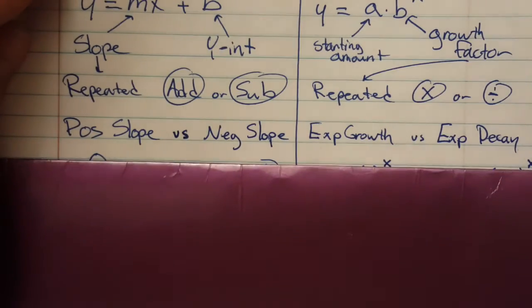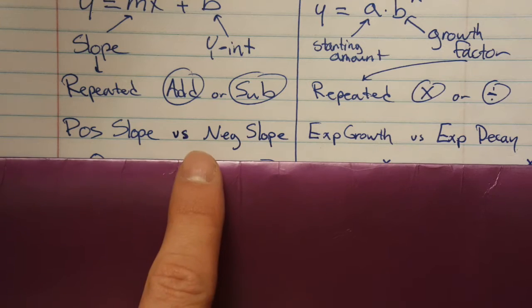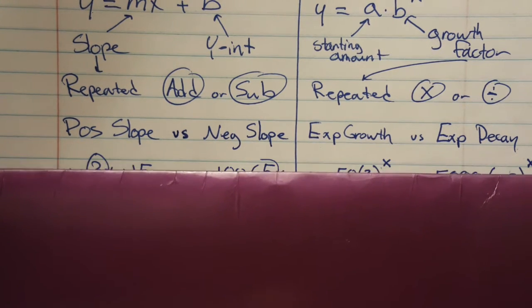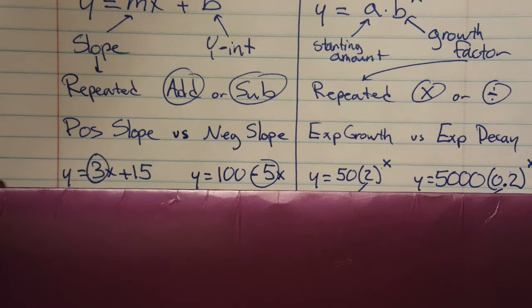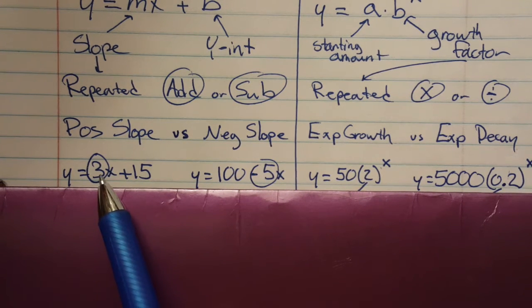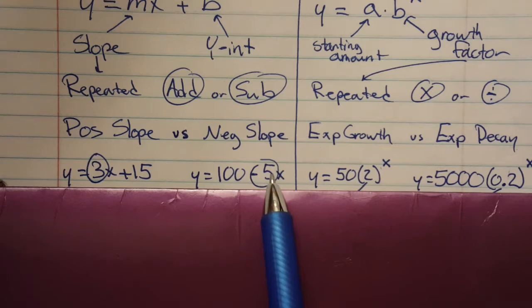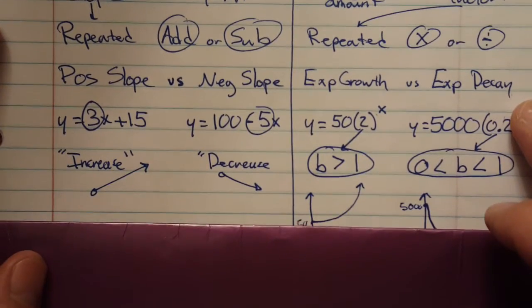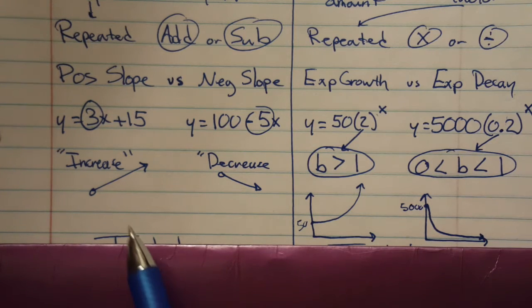Some bits and pieces here. Positive slope versus negative slope, and then exponential growth versus exponential decay. This should be kind of a no-brainer here really quick. If you have a positive slope, it's going to increase. If you have a negative slope, you're going to decrease. Okay, we kind of already know that. I'm going to slide this up here a little bit. There we go. Again, we know that.